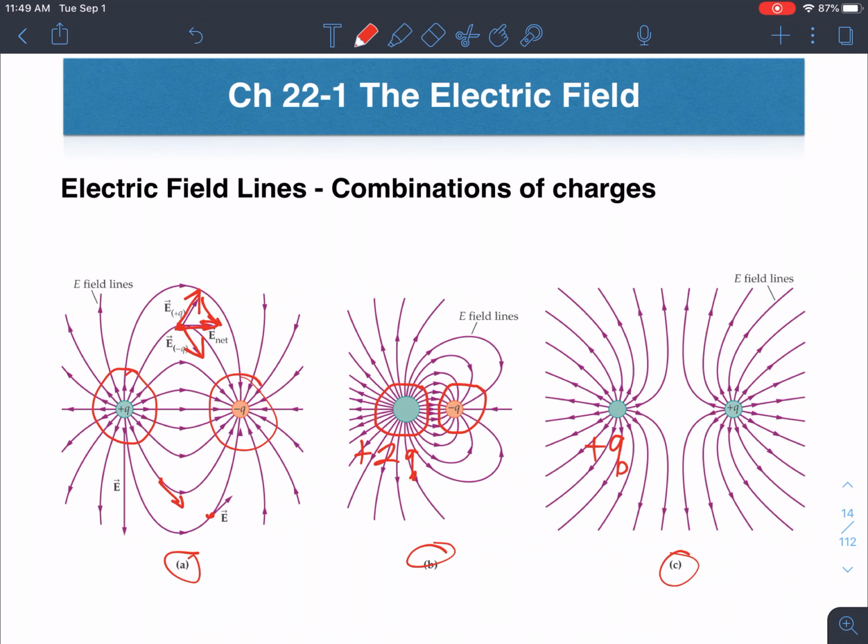Okay, so you can see on part A and B, they can originate from the positive and then terminate on the negative. But if the charges are not opposite charges, they are just going to terminate at infinity. Okay, and they're not going to cross each other. So these are the main things that we learn.